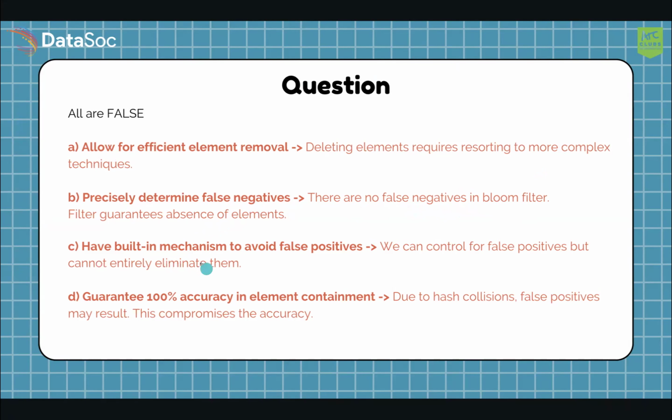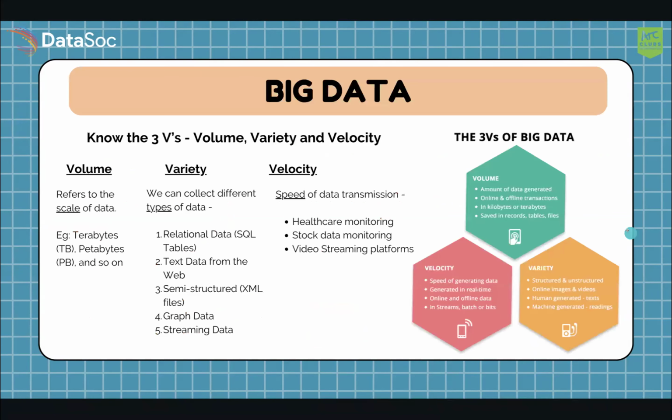Does it have a built-in mechanism to avoid false positives? That's not true. We can try to reduce false positives, but we cannot eliminate them entirely, right? And does it guarantee 100% accuracy in element containment? That's also not true, right? Because we'll have false positives and that'll make us not have 100% accuracy. So yeah, that was Bloom filter. Let's move on to big data now.